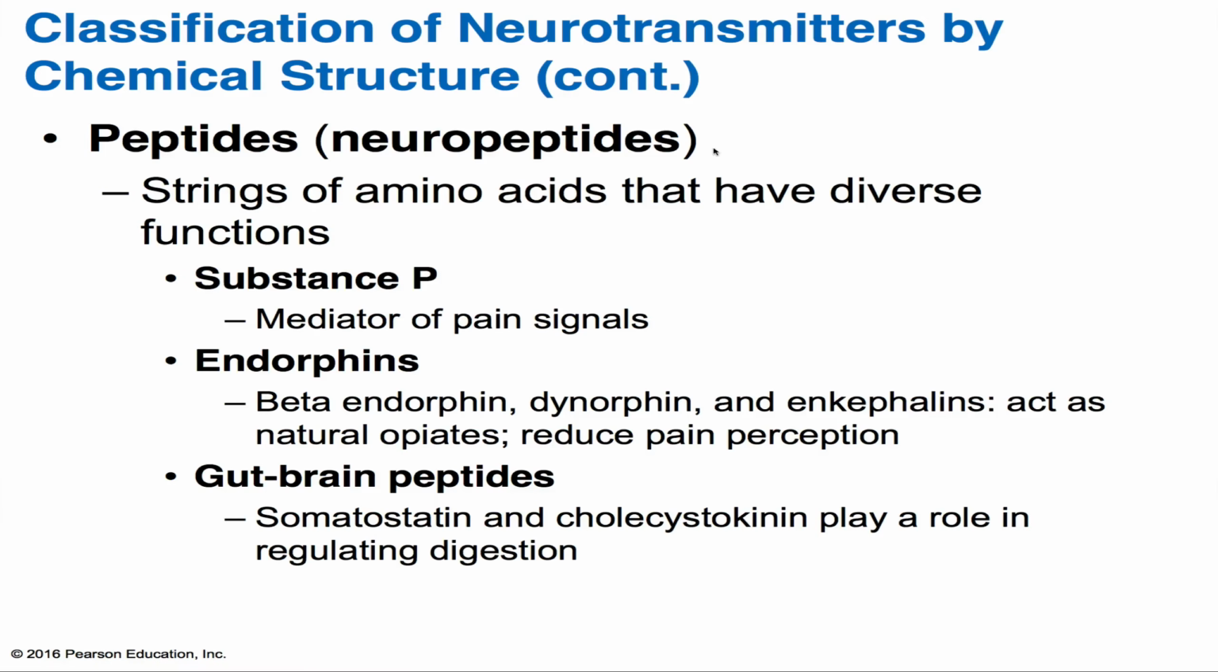The neuropeptides are essentially a string of amino acids that include a broad spectrum of molecules with diverse effects. For example, the neuropeptide called substance P is a mediator of pain signals. On the other hand, endorphins such as beta endorphin, dynorphin, and enkephalins act as natural opiates, reducing the perception of pain. So when you look at a woman in labor, the pain associated with labor, which is excruciating, is helped somewhat by the release of these enkephalins.